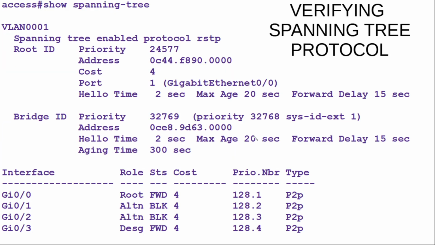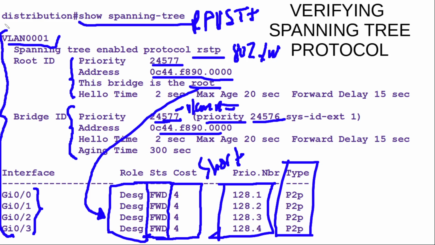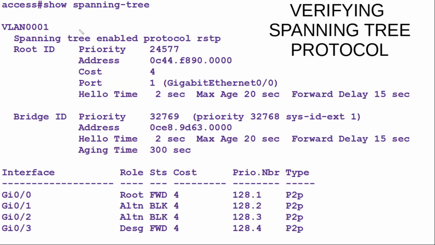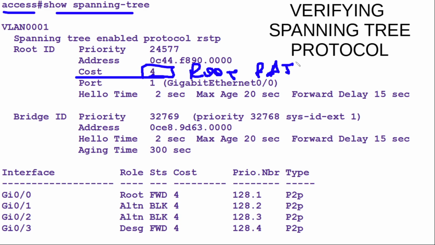Now this is a distribution switch. Notice this is a distribution switch and this is an access switch. So we can also issue this command, and we will see, for instance, that this is no longer the root bridge, but this value is telling us the root path cost. So how far are we from the root bridge?